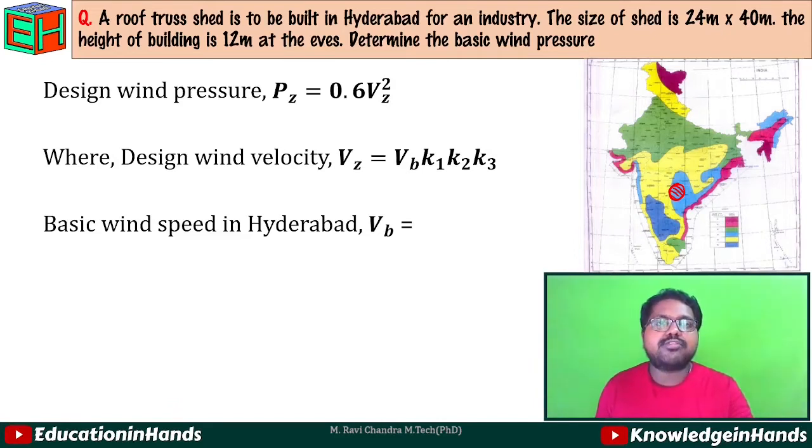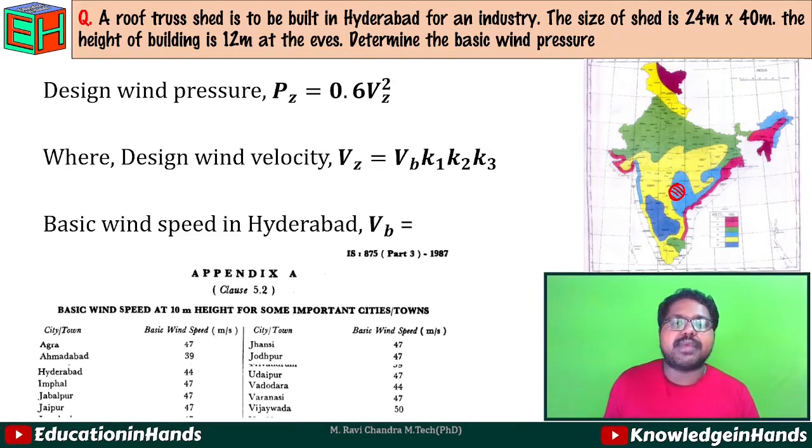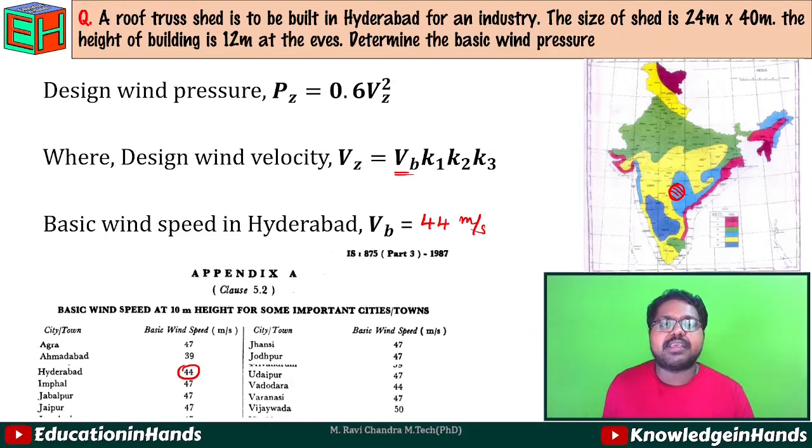Otherwise, we can also take the value of Vb from Appendix A of IS 875. Here, the basic wind speed at 10 meters height for some important cities or towns is given in a table in Appendix A. Here, Hyderabad has 44, which is nothing but Vb equal to 44 meters per second. So our first value, basic wind speed Vb equal to 44 meters per second.